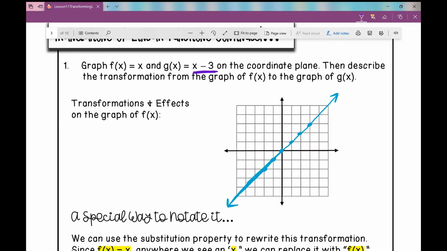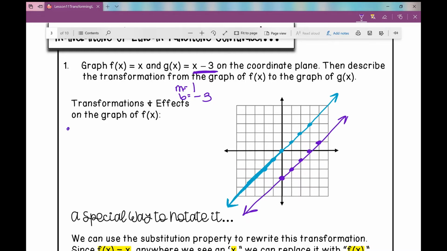Well, that means I'm going to have a slope of 1 and a y-intercept of negative 3. So I'm going to go down 3, that's my y-intercept, and my slope is rise 1, run 1. So you can see here, when I graph this line, it looks like that. It's parallel to our parent function of f of x. So what are the transformations and effects on the graph of f of x?